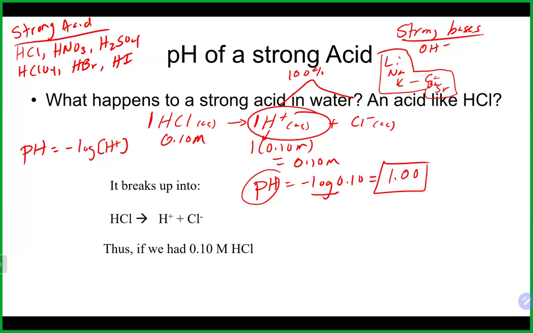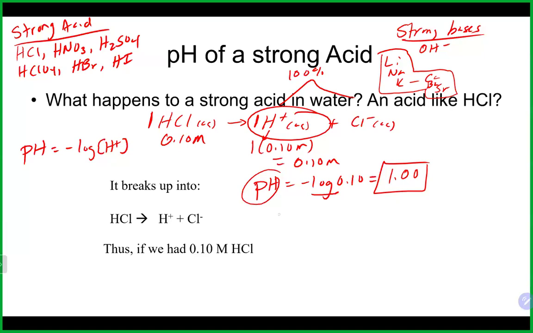I will say the good news is most of the strong acids are monoprotic, which means they have one hydrogen, which means in most cases, if you know the concentration of the strong acid, you know the concentration of H+. You basically can just go right into the pH equation. How's that work for a base?